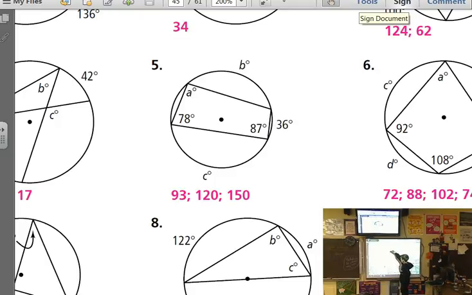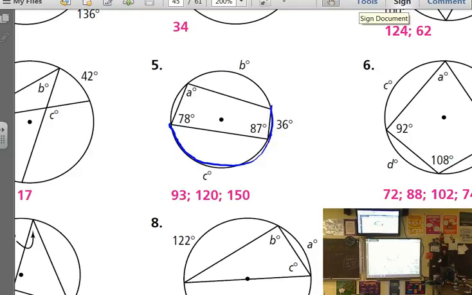And then this arc all the way to here would be 93 times 2. And then you would subtract 36 to get this arc. Does that make sense? So we know that opposite angles in a quadrilateral that's inscribed in your circle must be supplementary because the two arcs that they intercept sum to be 360. So you can use that property as well. Multiple ways to get there.